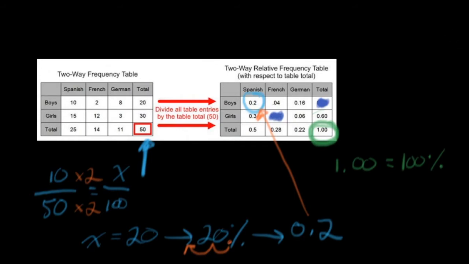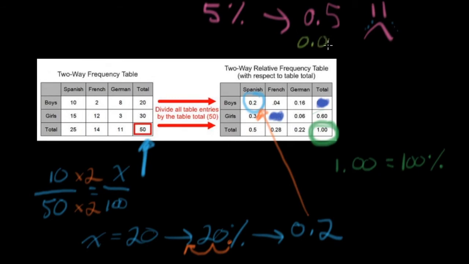Just a couple things. Don't do the common kid mistake and think that 5% is 0.5. Of course, it's not. It's not true. Sad face, crying. Because 5%, don't forget, is actually 0.05.